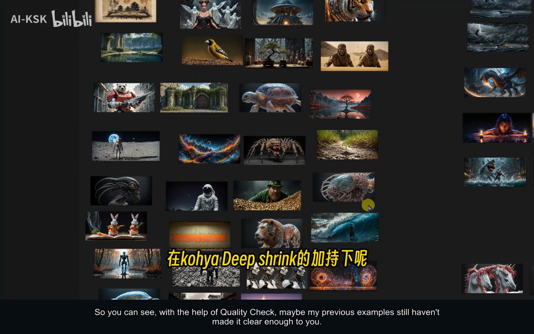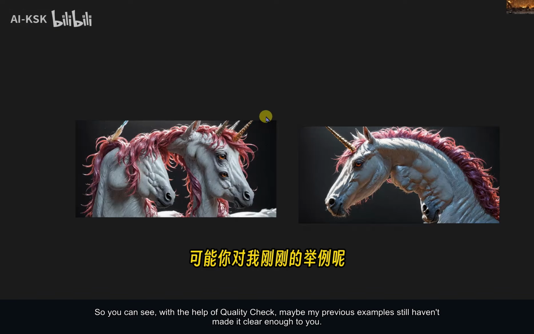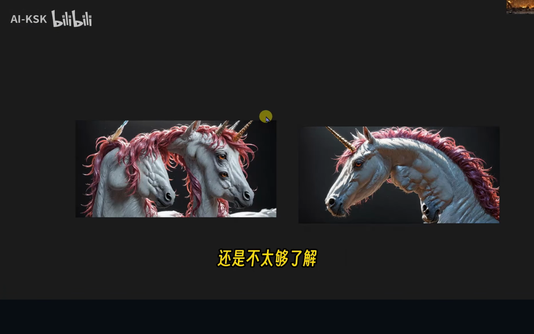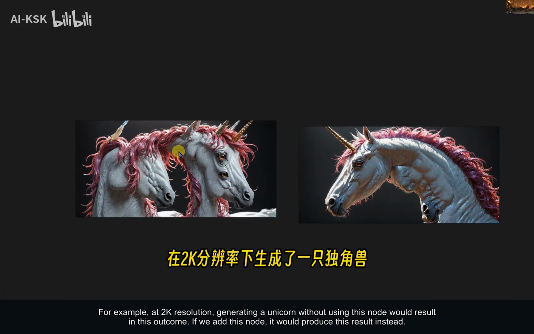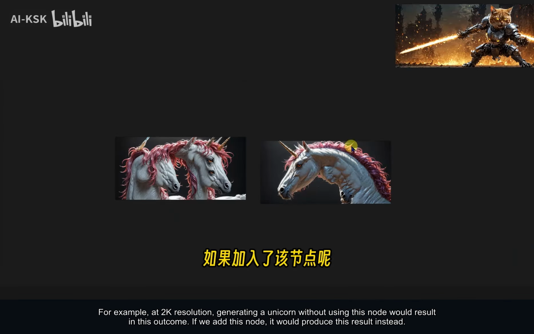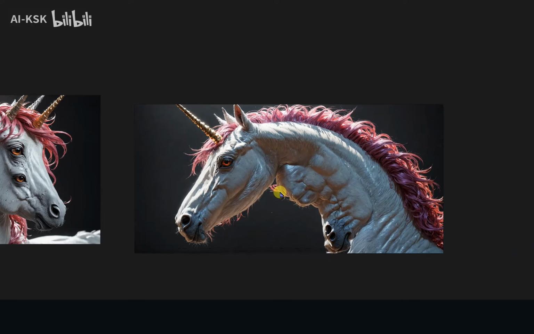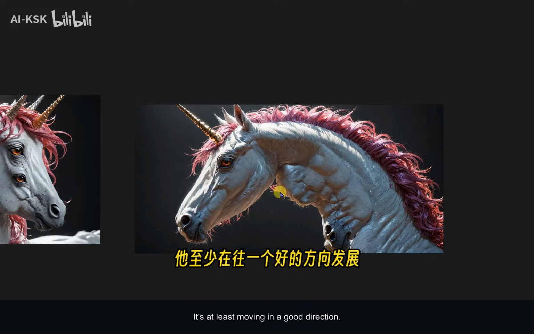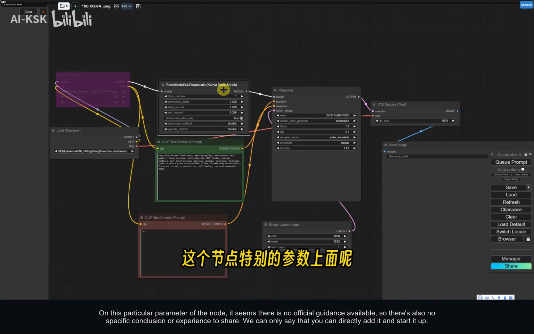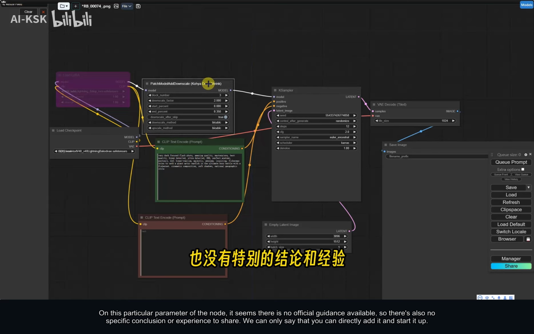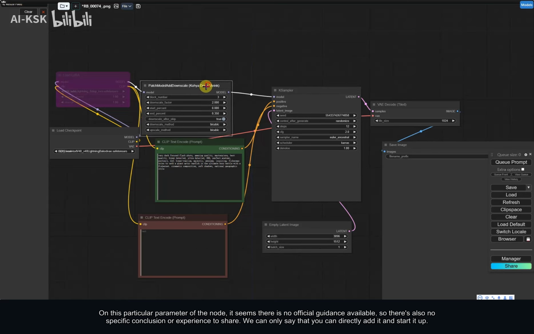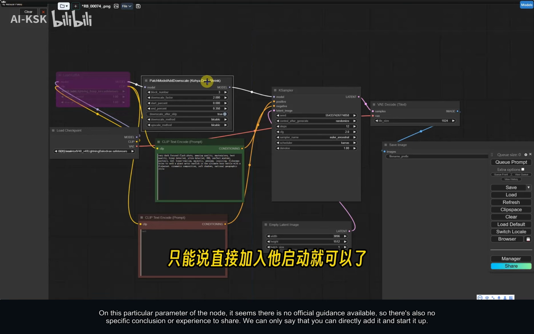So you can see with the help of quality check, maybe my previous examples still haven't made it clear enough to you. For example, at 2K resolution, generating a unicorn without using this node would result in this outcome. If we add this node, it would produce this result instead. You think it's improved? It's at least moving in a good direction. On this particular parameter of the node, it seems there is no official guidance available, so there's also no specific conclusion or experience to share. We can only say that you can directly add it and start it up.